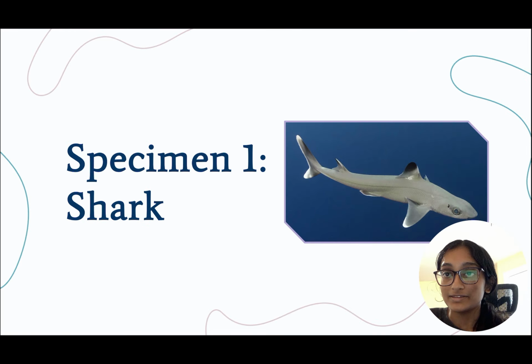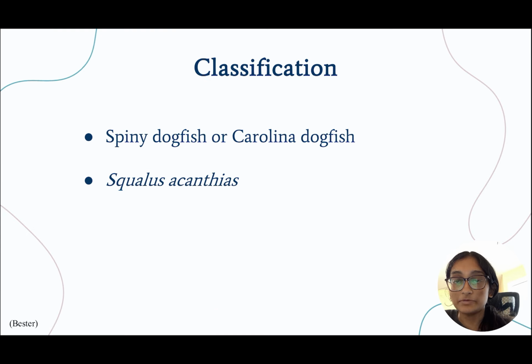Hi everybody. So the first animal our group will be investigating to study the respiratory system is the shark. The type of shark that our group studied is commonly referred to as the spiny dogfish or Carolina dogfish. It is referred to as the spiny dogfish because the dogfish contains spines which flare out when a predator is nearby. The scientific name for our shark is the Squalus acanthias.